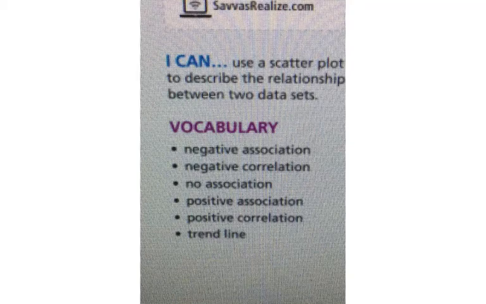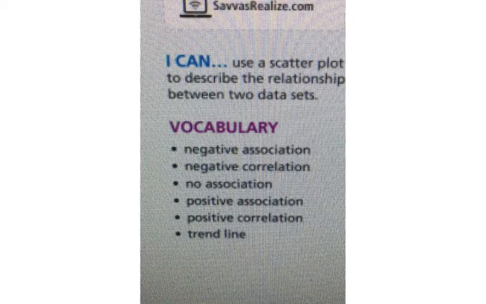So here's what we're wanting to do today. It says I can use a scatter plot to describe the relationship between two data sets. What two different data sets means is that I have an X value and a Y value. Those are my two data sets. For instance, some of the problems we're going to look at today are going to have time as the X and temperature as the Y. So those are two different data sets when we're comparing time and temperature.